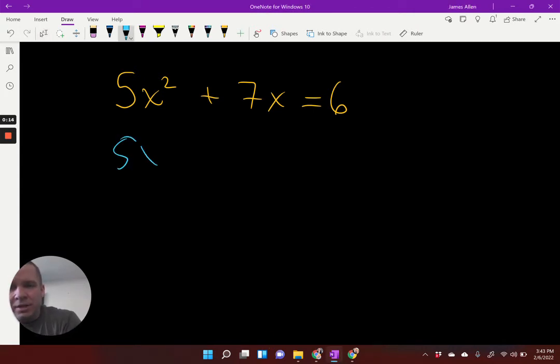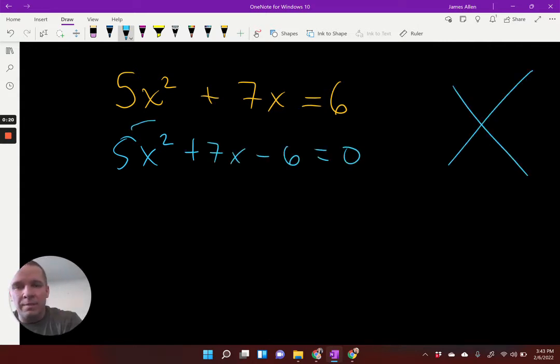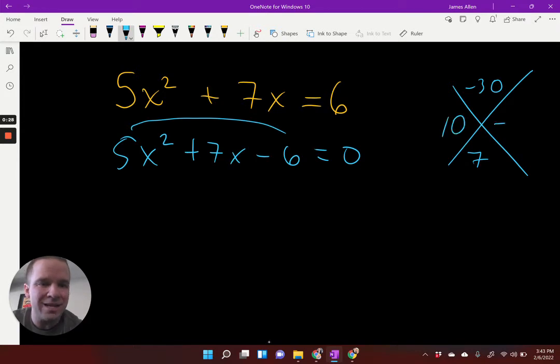I do. So I'll have 5x squared plus 7x minus 6 equals 0. Now I need to multiply my 5 and my 6, right? Okay, so that's negative 30. That's what I want to multiply to. I want to add to 7. So how about 10 and negative 3? That sounds good. 10 times negative 3 is negative 30. They add up to 7. We're ready to rock and roll. We're flying through this one.